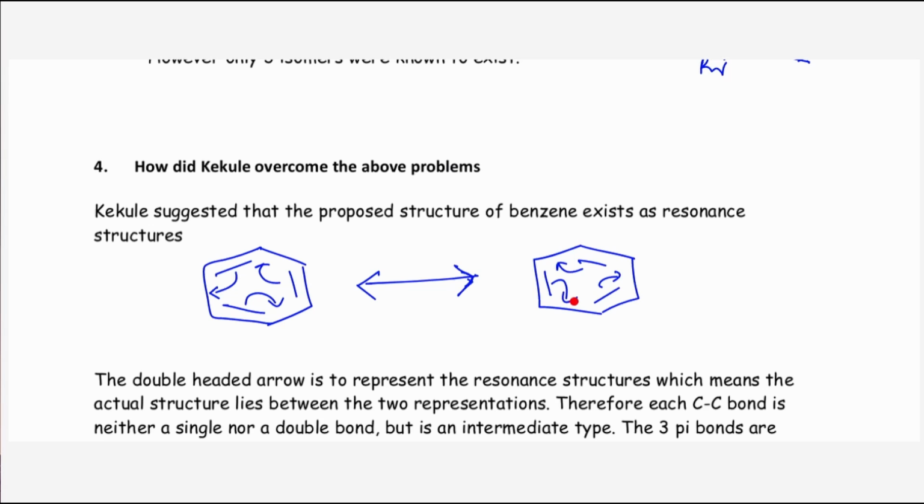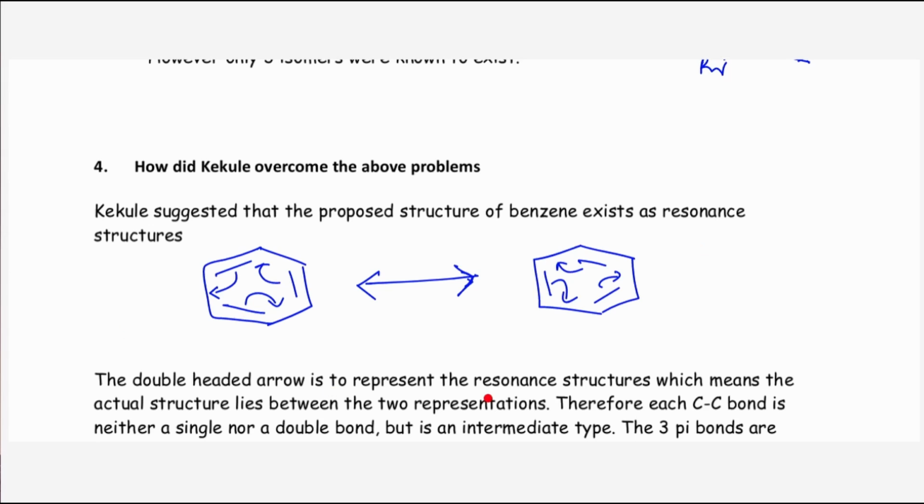So what did Kekulé say? He said that a carbon-carbon bond in benzene is neither a single bond nor a double bond. It's something in between, because these bonds in benzene keep changing. They keep changing, so they are something in between. In other words, they exist as resonance structures, or he said they exist as canonicals. Canonicals is another name for resonance structures.